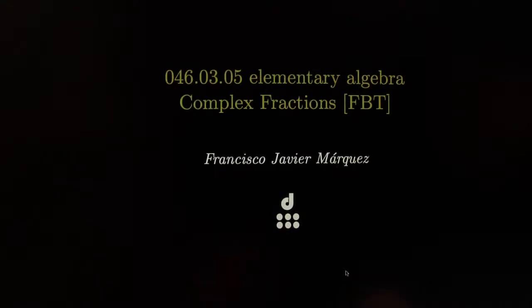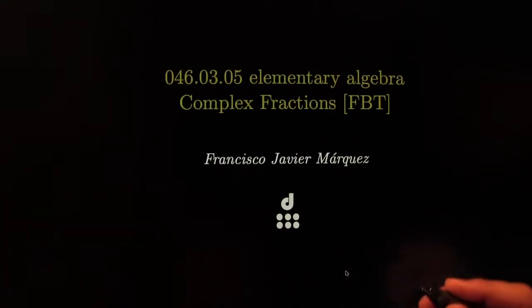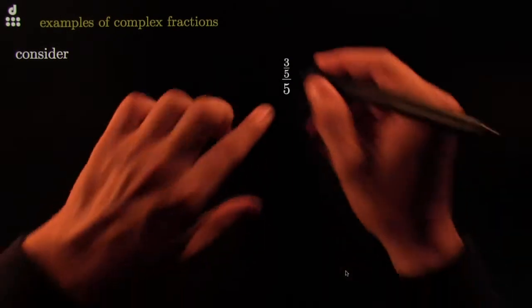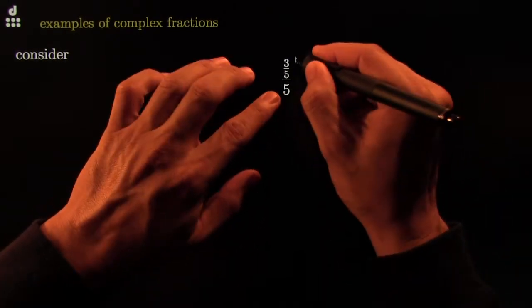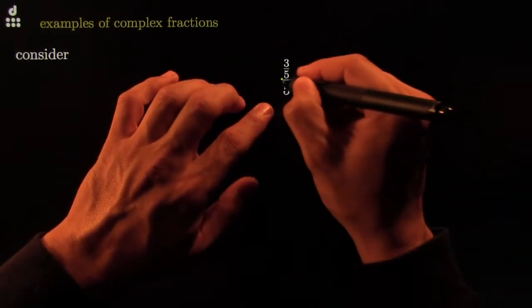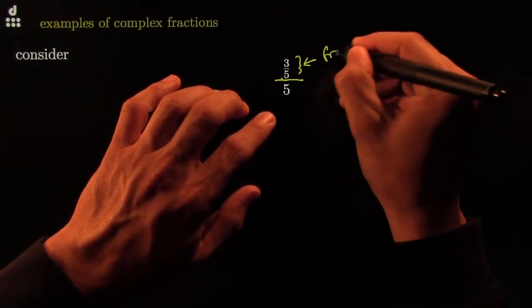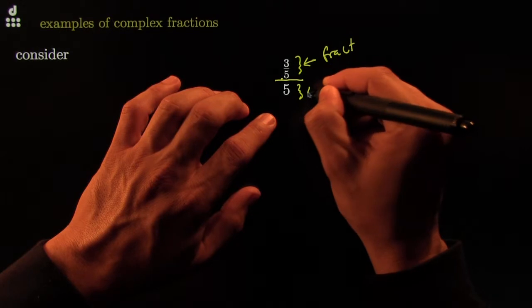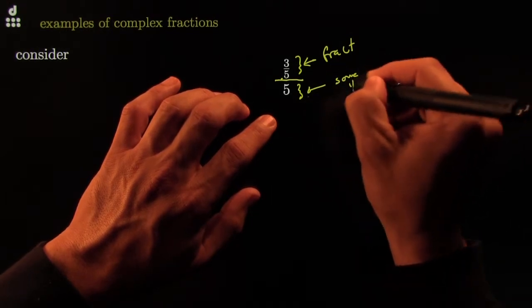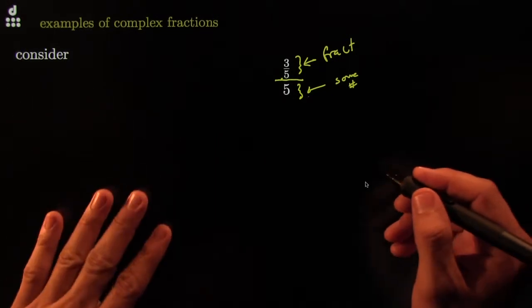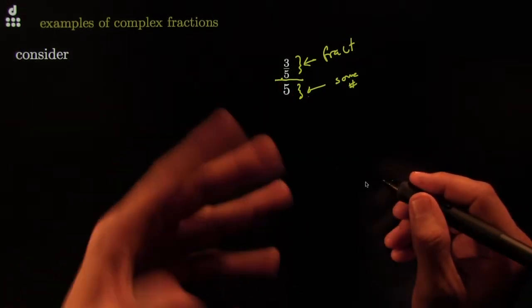Alright, so today we're working with these things called complex fractions. We should probably try to figure out what they are, and it's really easy to see. Consider this 3 over 5 over 5. This is a fraction, and the thing about this fraction is that at the top it has a fraction, and at the bottom it has some number. So in this case, it's a fraction of fractions in some way. This is what we would call a complex fraction.